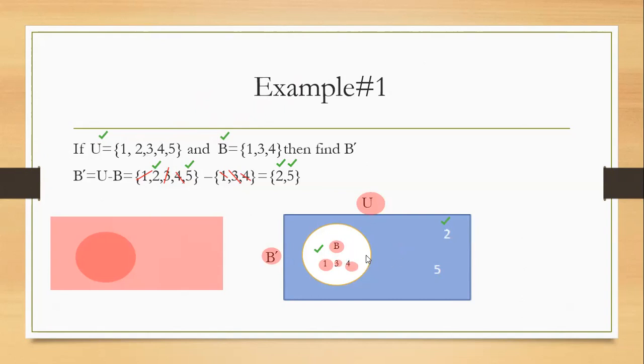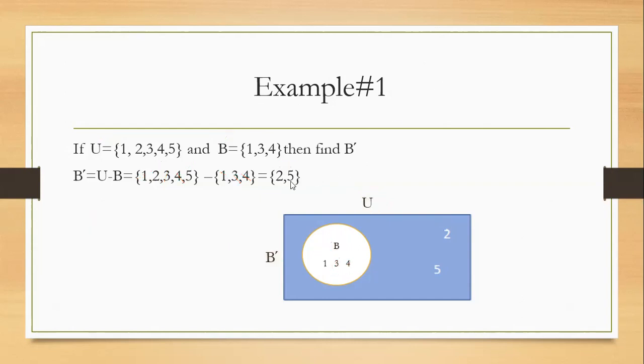Then 3 is there. Yes. Then 4 is there. And then 5 is left. So write down 5 outside the circle. Okay. Now, the last step is shading. And shading depends upon the answer. Here, you can see that you get the answer 2 and 5.